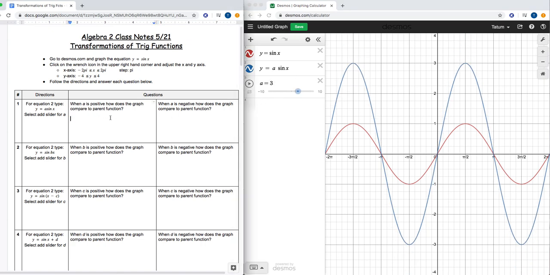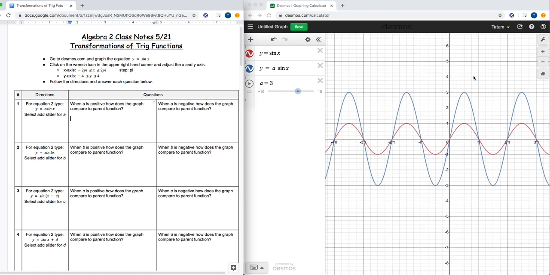as a gets higher or increases in value, our amplitude increases. If a is 3, the amplitude went from 1 to 3. If a is 4, the amplitude is going to go from 1 to 4, etc. So let's go ahead and describe that. The value of a changes the amplitude. And when a is positive, the sine function maintains its general shape. So the value of a changes the amplitude.